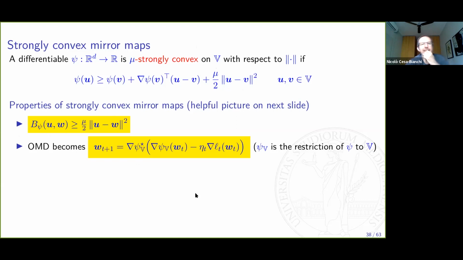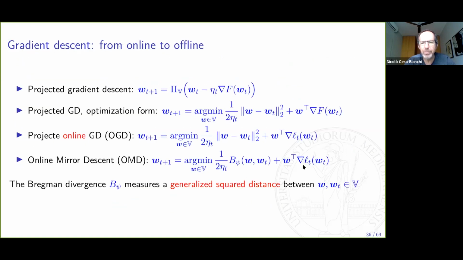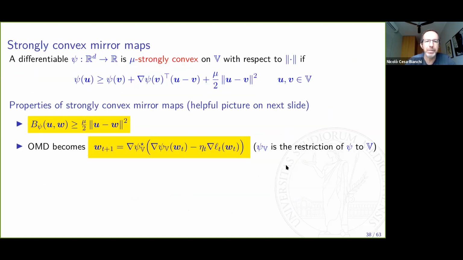Now this is a little bit trickier. Strongly convex mirror maps have some very convenient properties, so you can write your OMD algorithm in a convenient way. Remember before we wrote it as an argmin, which is not very nice, because in order to make a prediction you have to solve this optimization problem. But if your mirror map has this strongly convex property, then you can write it in this way. How is that? This is a little tricky. First of all, psi is the restriction of my mirror map to my convex decision space, which means that I just declare the value of psi outside of W to be infinity.